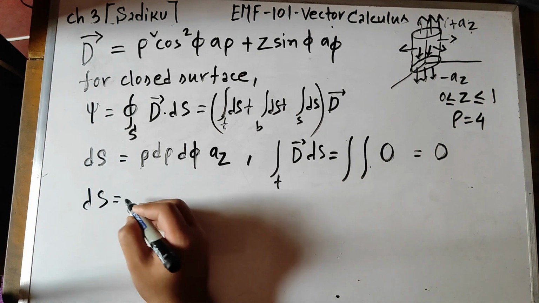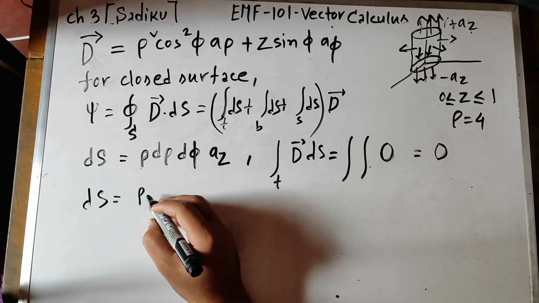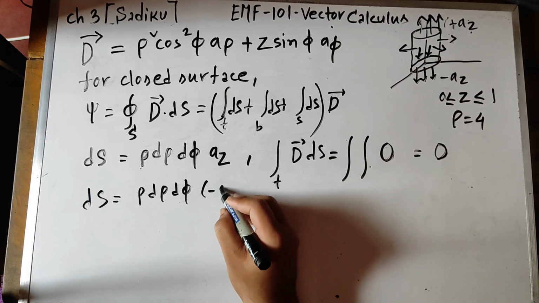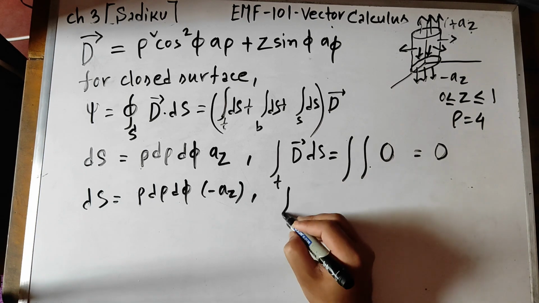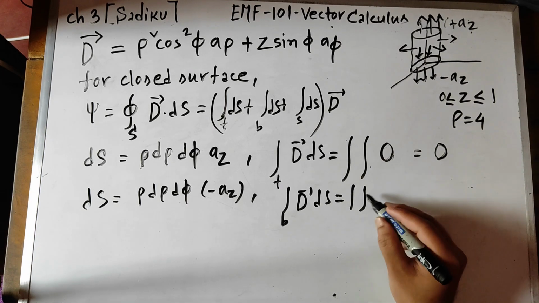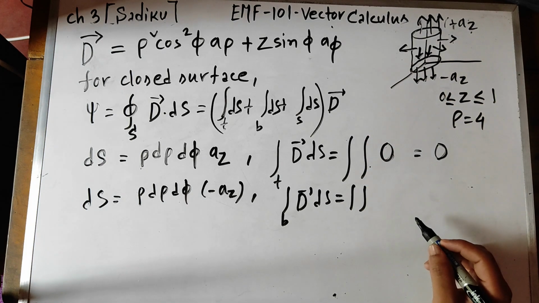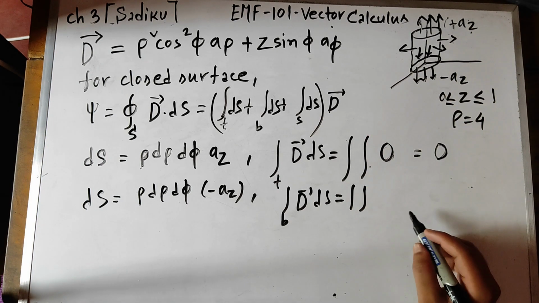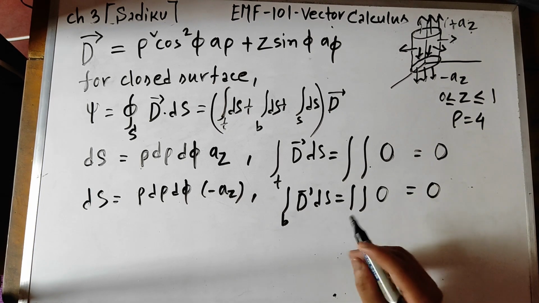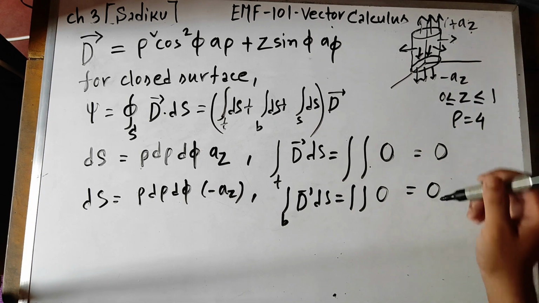Also from the bottom surface, the differential surface of the bottom side is also rho d rho d phi, but in this case in the minus az direction. So for the bottom surface, the double integral, because the vector field doesn't have any z component, will be 0. So the bottom surface also has no flux through the surface.